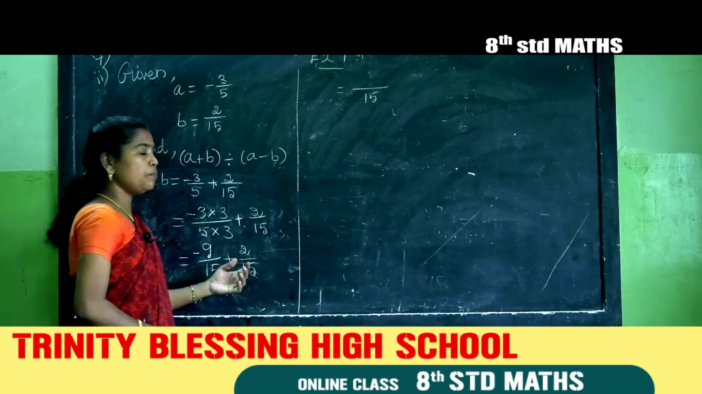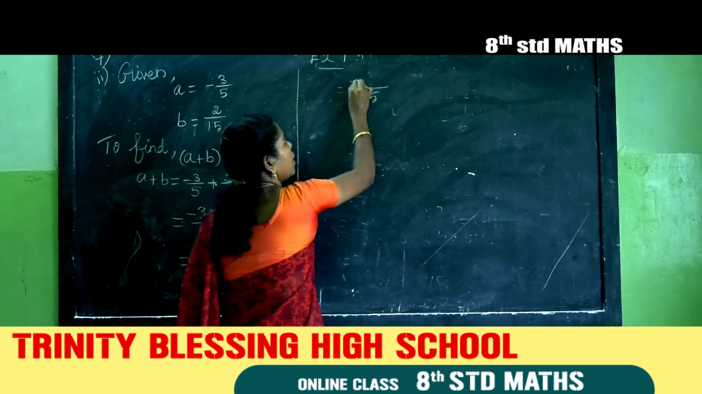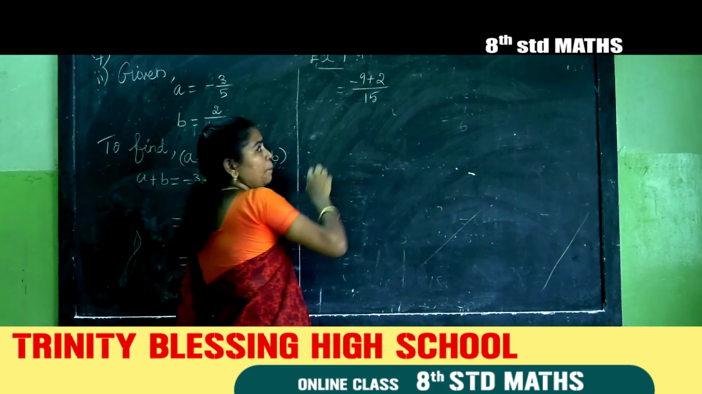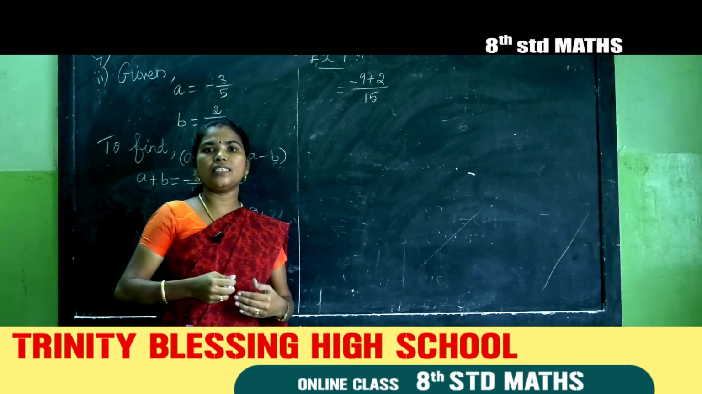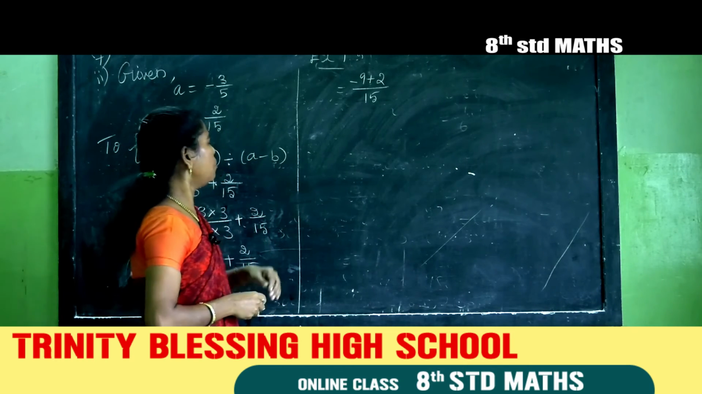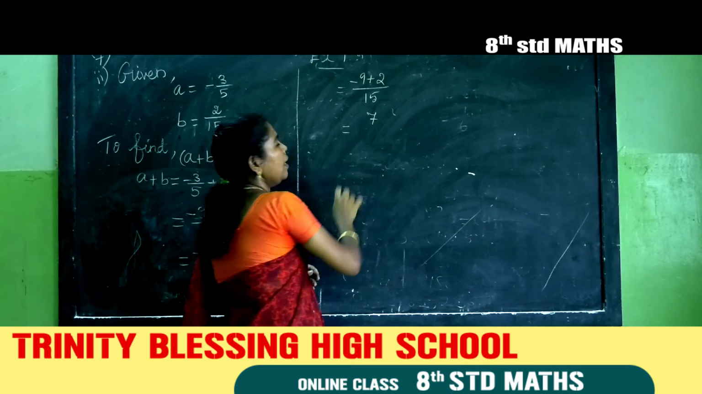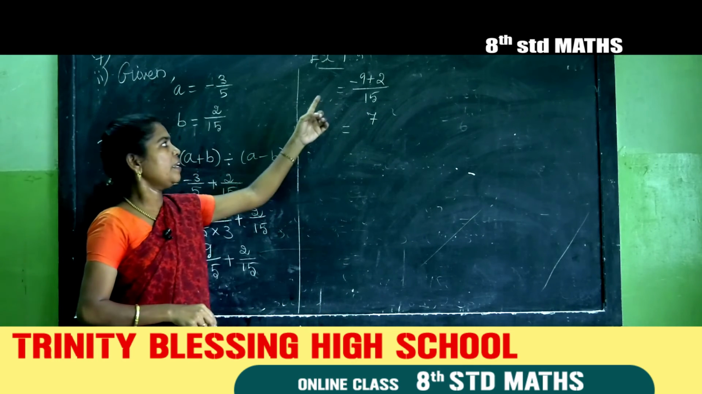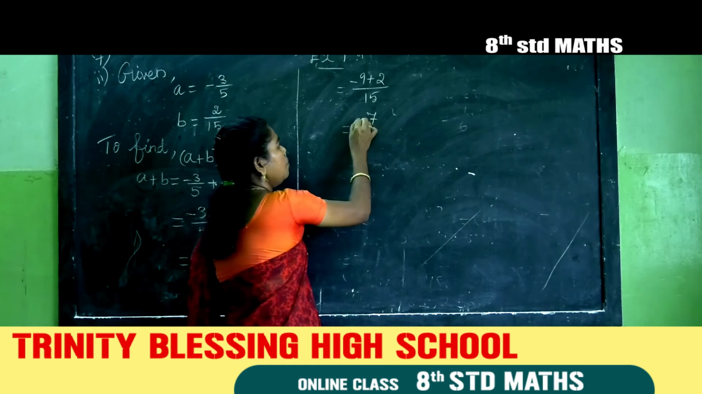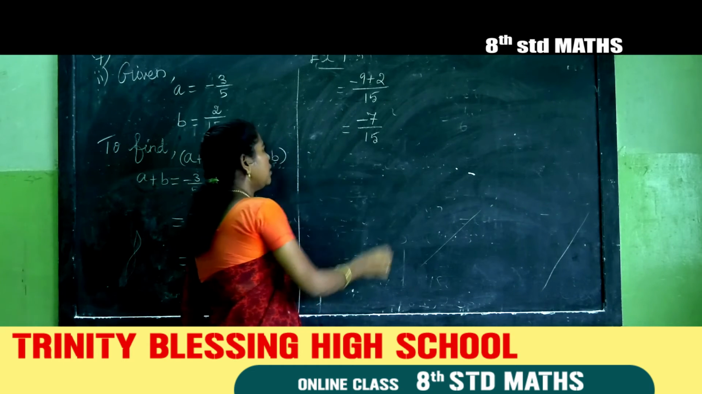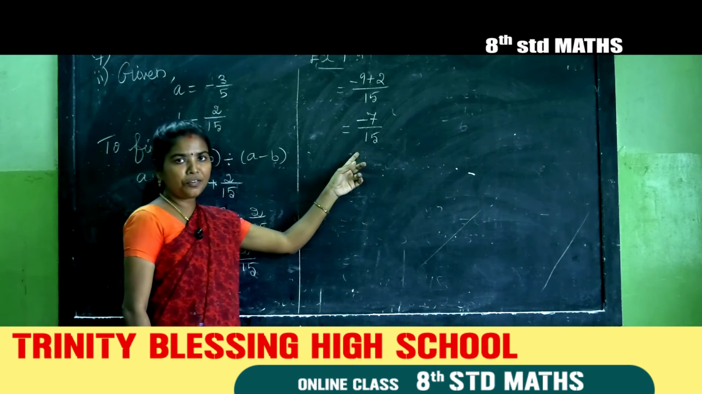Now we can simplify the numerators, minus 9 plus 2. Here we have two numbers with a different sign, so we have to subtract and put the sign of the greater number. So 9 minus 2, 7. But here the greater one is 9, it has the negative sign, so we have to put minus 7 by 15. So the value of a plus b is minus 7 by 15.